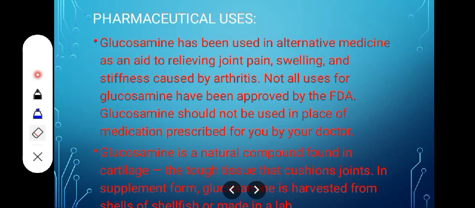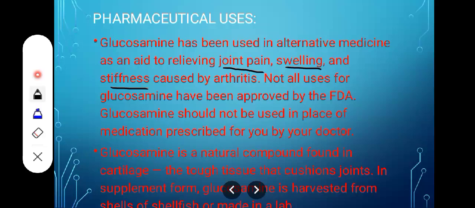There are some palliative uses of glucosamine. Glucosamine has been used in alternative medicine as an aid to relieving joint pain, swelling, and stiffness caused by arthritis. Not all uses for glucosamine have been approved by the FDA. Glucosamine should not be used in place of medication prescribed for you by your doctor.